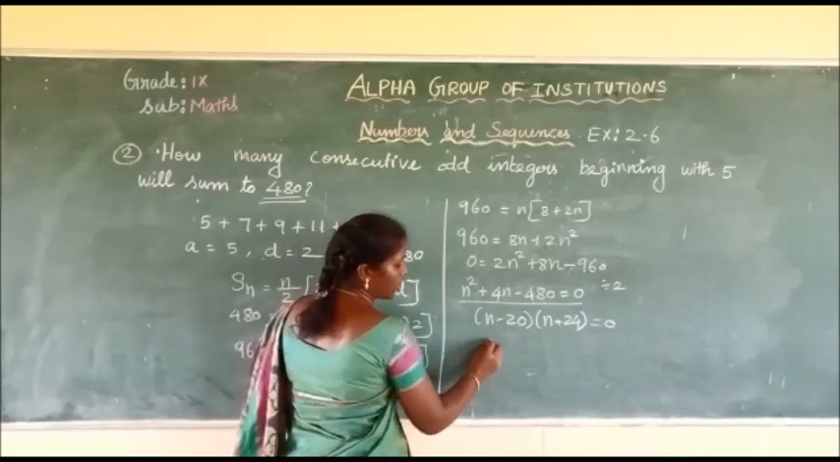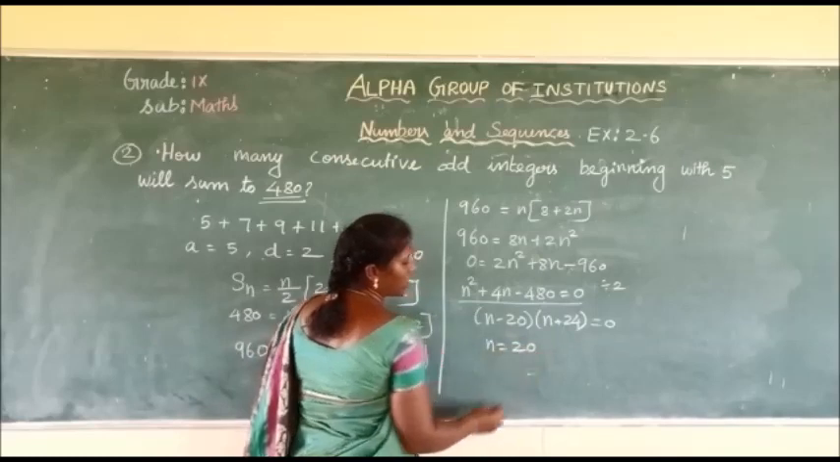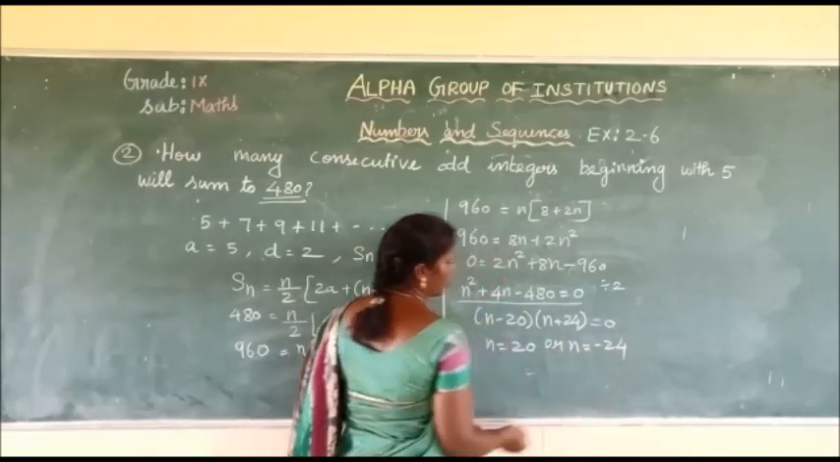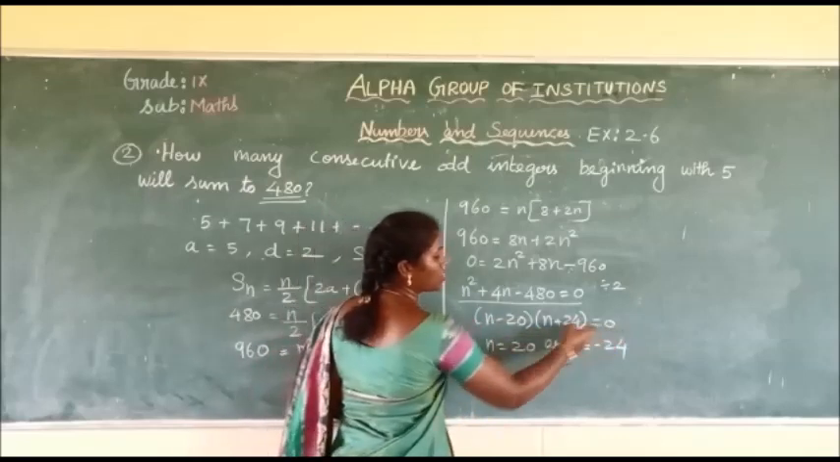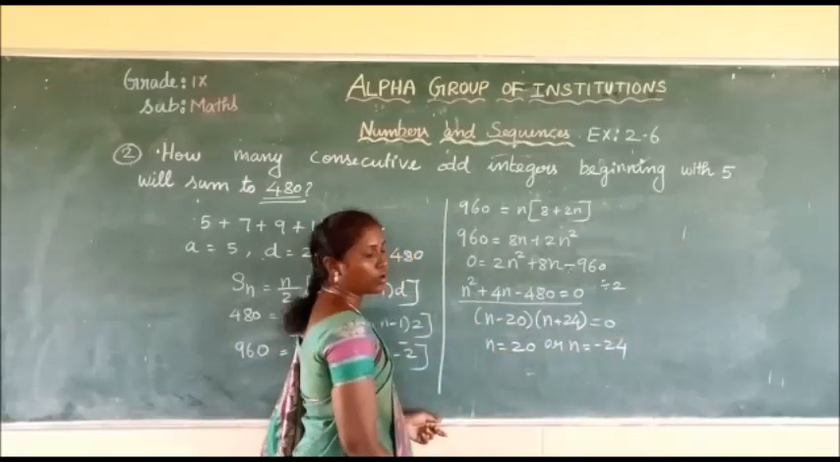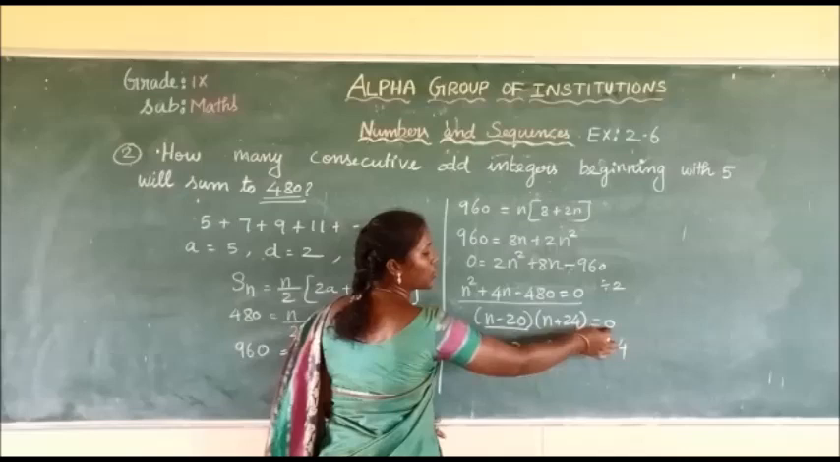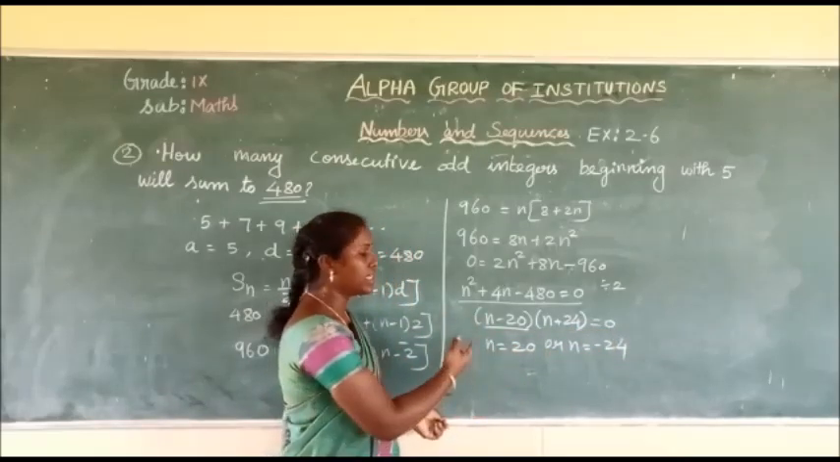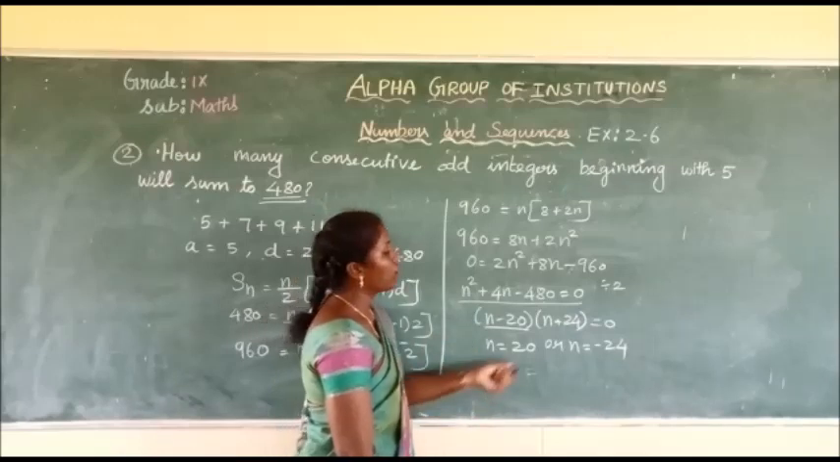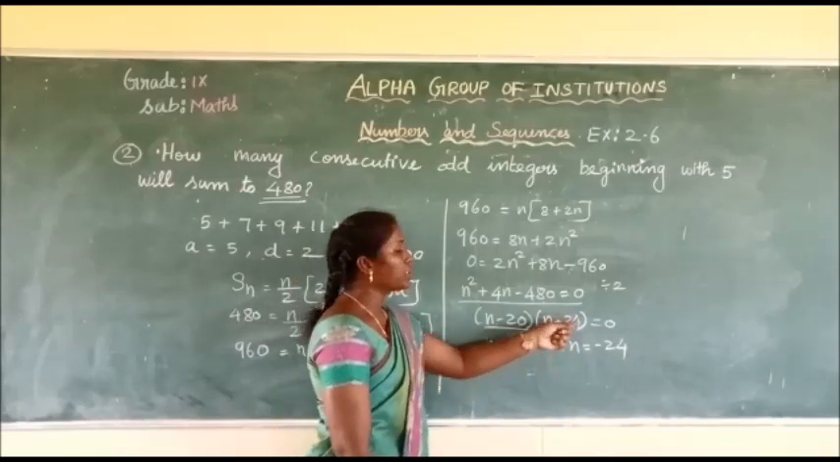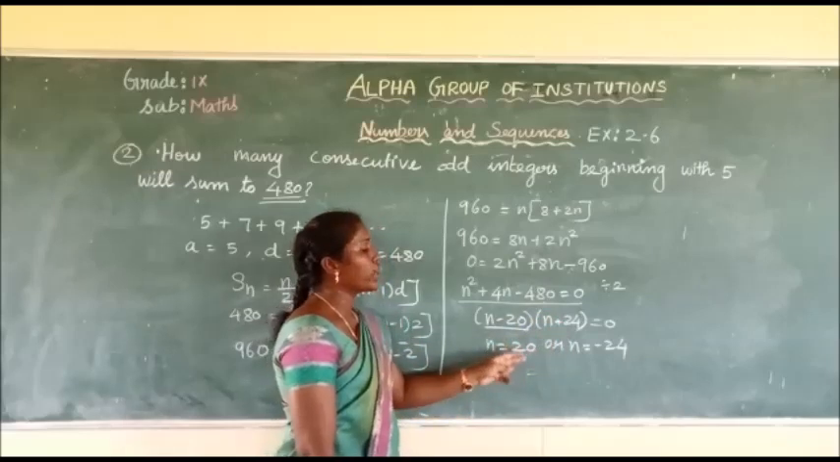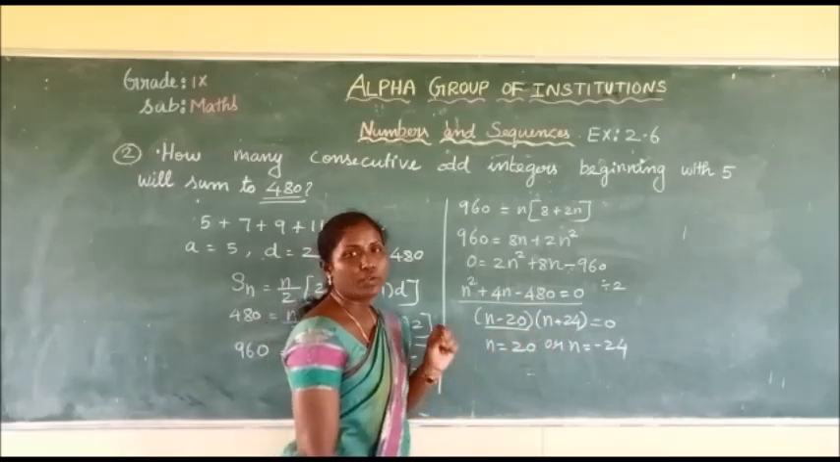Now we have to find the value. So n is equal to 20 and n is equal to minus 24, because either this is equal to 0 or this is equal to 0. If I equate n minus 20 to 0, the value of n is 20 because minus 20 goes to that side and becomes plus 20. If I take the second factor, n plus 24 equal to 0, plus 24 goes to that side and becomes minus. So n is equal to minus 24.